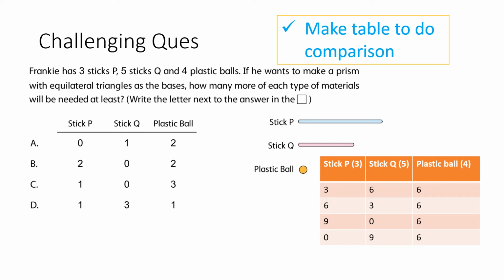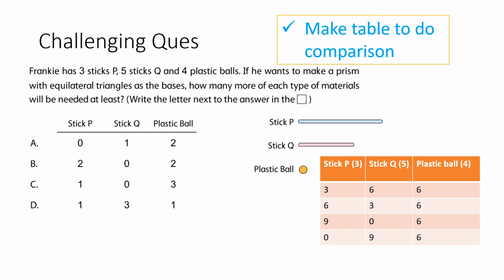So for this challenging question, it said that Frankie has 3 sticks P, and 5 sticks Q, and 4 plastic balls. If he wants to make a prism with equilateral triangles as the basis, so that means he needs to make a triangular prism, how many more of each type of materials will be needed at least?